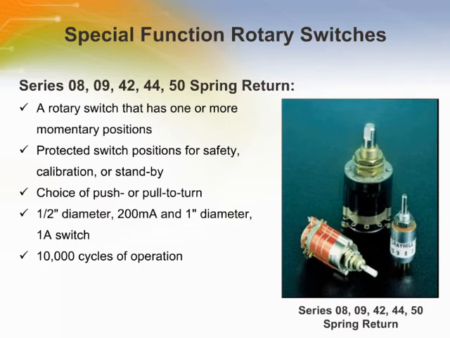A spring return rotary switch has one or more momentary positions. The operator must apply a constant rotational force to hold the shaft in the momentary position. If the operator lets go of the shaft, the shaft springs back to its original position. This feature is required when a hold to test or hold to calibrate function is required in the application. There is a choice of configurations, ratings, styles, and circuitry, and 10,000 cycles of operation.